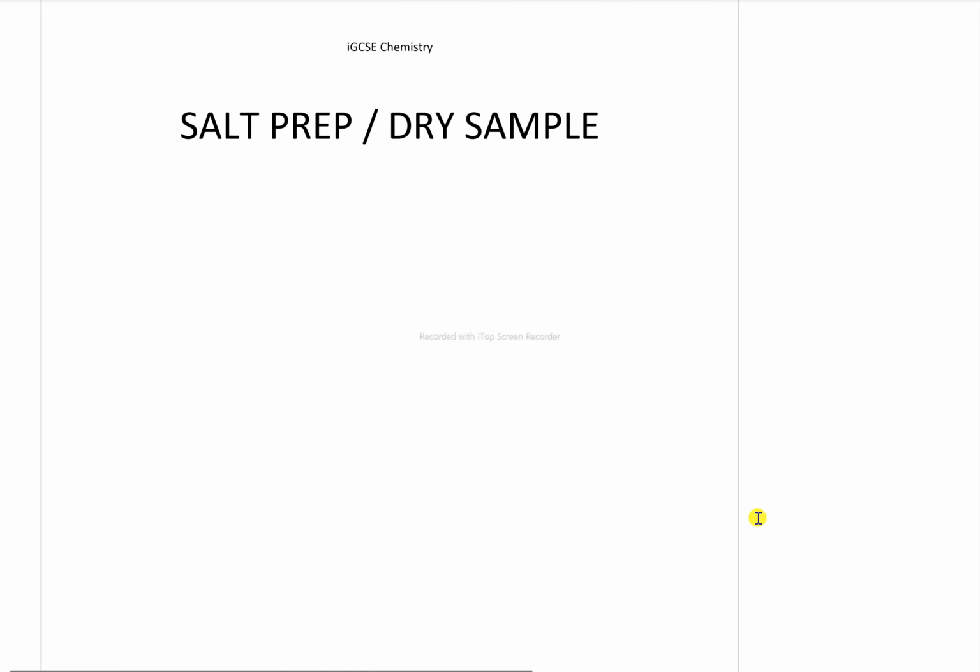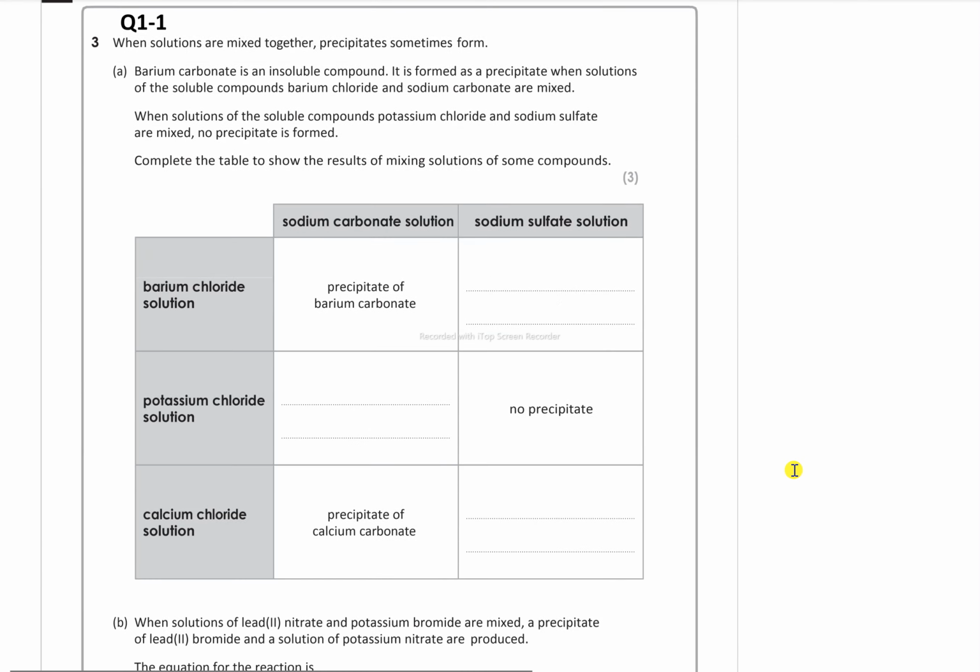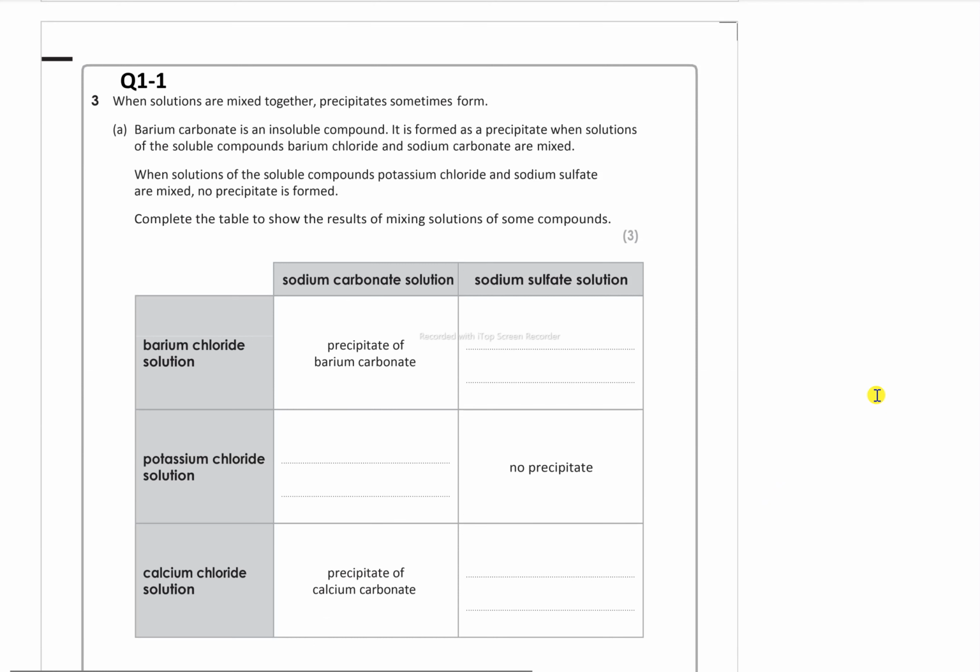Right, we're going to try this salt prep worksheet. It's a bit tricky. So basically we need to find out whether salts are soluble or insoluble.